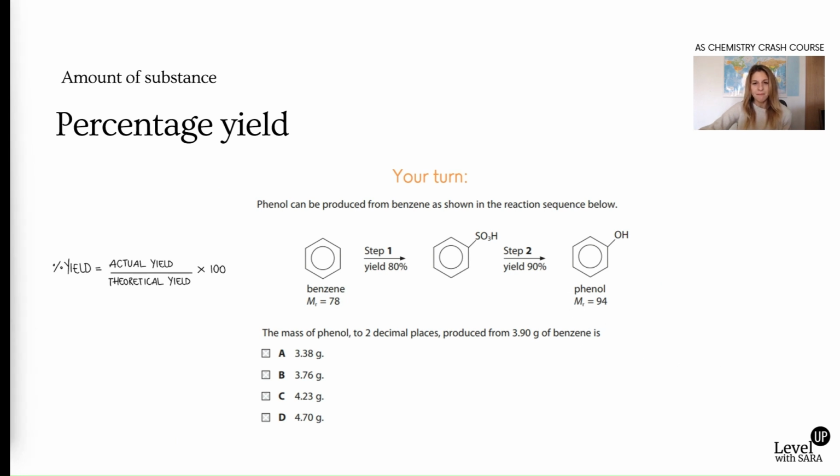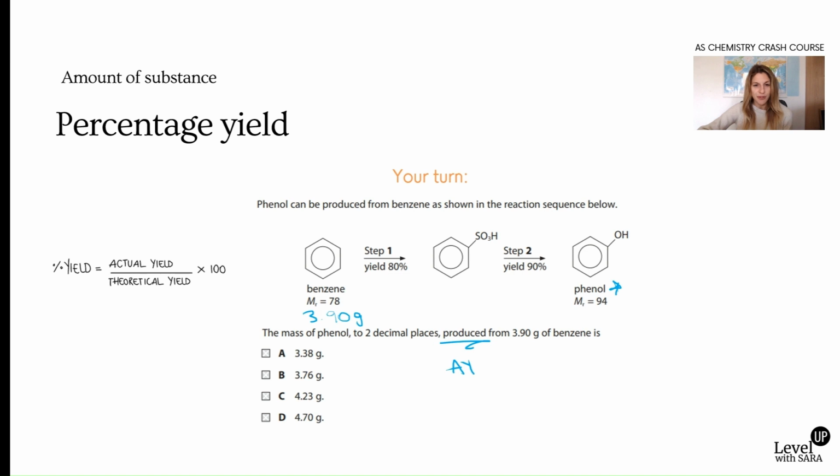So, the mass of phenol produced from 3.9 grams of benzene is... So we're trying to find, guess what? If you understand produce, it only refers to the actual yield of this. But we start with this. This is a bit tricky just because you know that you cannot compare things in mass. You always need to turn them into moles.